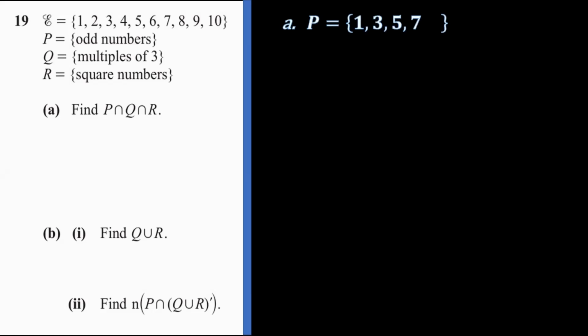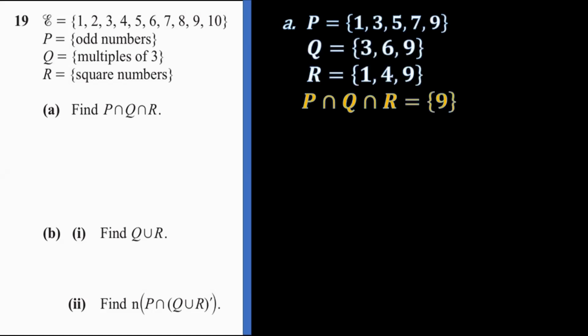How do we do that? So we first list out the elements of these sets. The set of odd numbers, which is P, from the universal set. What are the odd numbers? 1, 3, 5, 7, and 9. These are odd numbers. What about Q? The set of multiples of 3. The numbers that are multiples of 3.